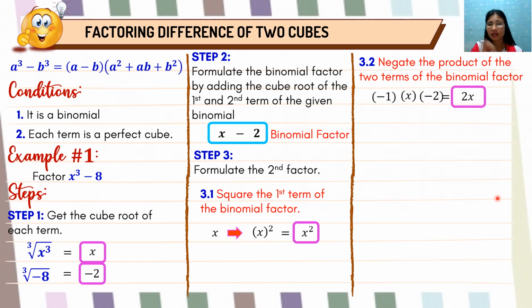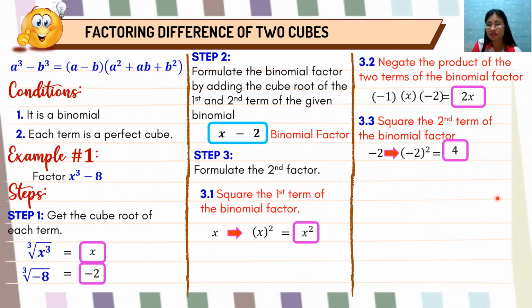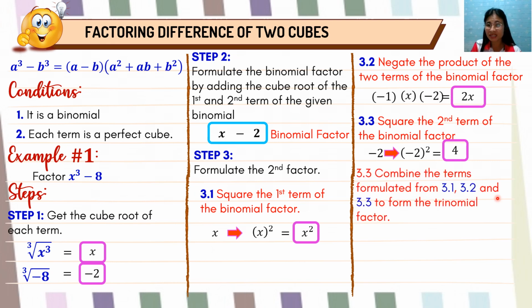Remember how multiplying integers works: positive times positive, the result is positive. Negative times negative, the result is still positive. Same sign, the result is positive. Different sign, the result is negative. Next is square the second term of the binomial factor. Our second term is negative 2. Squaring negative 2 gives you positive 4. In squaring any negative number, the result is always positive.